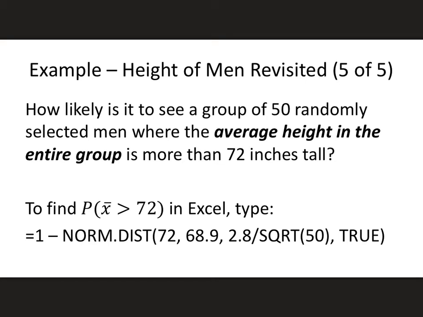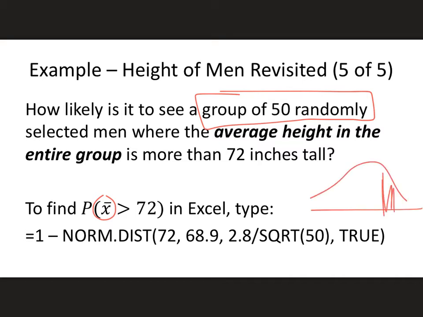So how likely is it? We can go straight to our Excel, and we know that our probability is going to be x bar greater than 72 because, again, we're talking about a group of 50 randomly selected men. So because we've got a group of 50 randomly selected men, we do have this x bar. And in Excel, again, you sketch and you're shading above. Because we're shading above, we need to do 1 minus norm.dist.